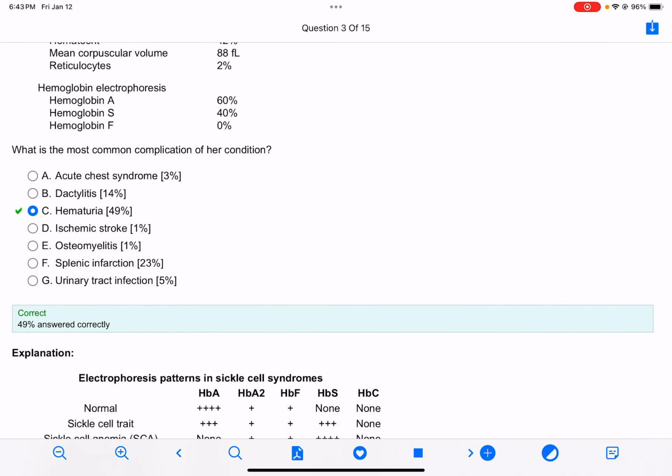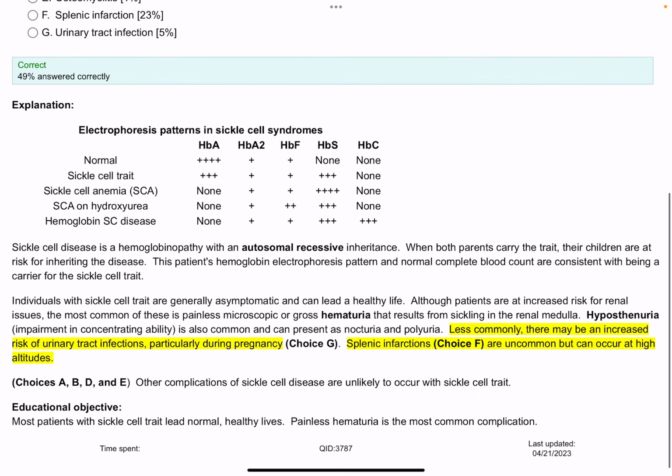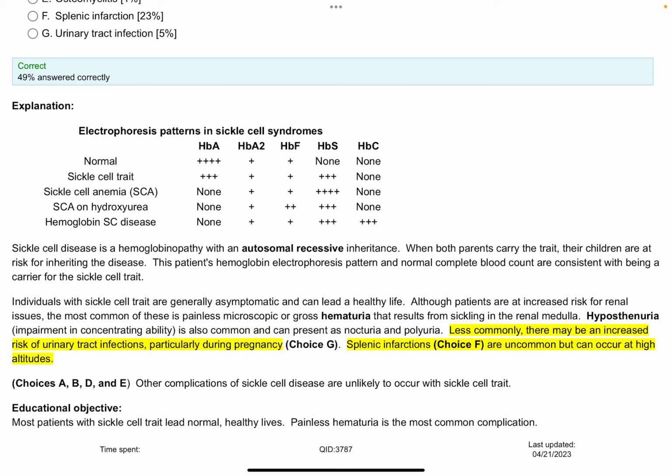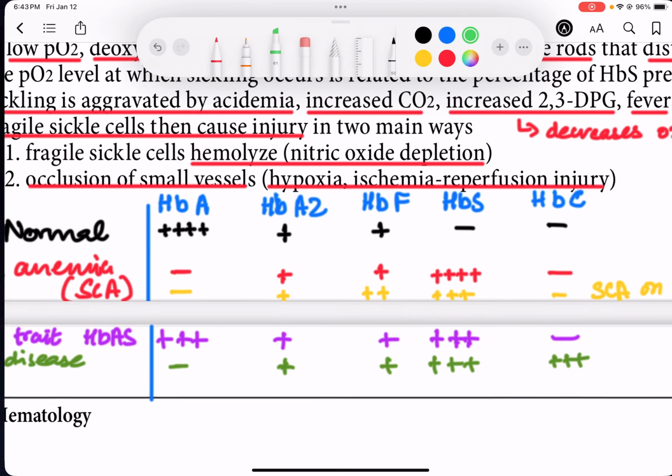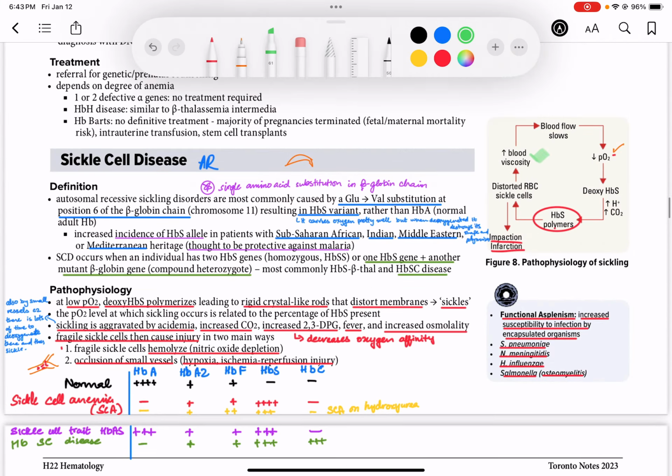Other complications are present in sickle cell disease but not in sickle cell trait. Sickle cell disease might have osteomyelitis, ischemic stroke, dactylitis, and acute chest syndrome. In sickle cell trait, they lead normal healthy lives and they have painless hematuria, which is the most common complication. This was all about sickle cell disease. Thank you.